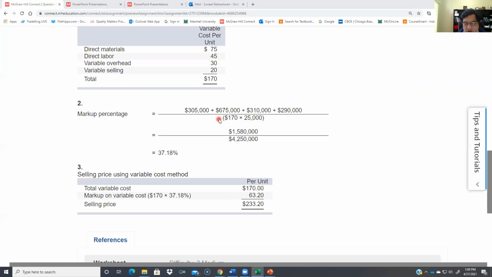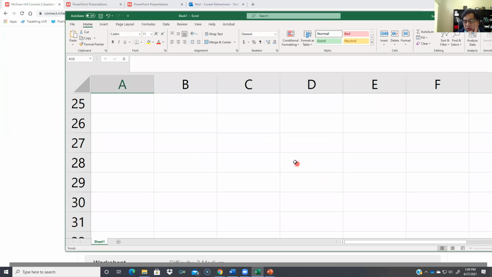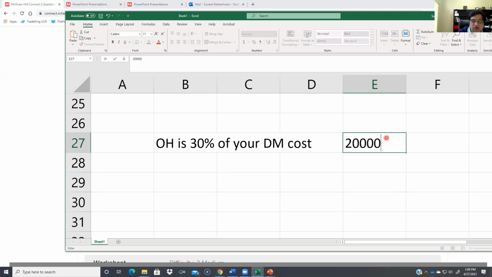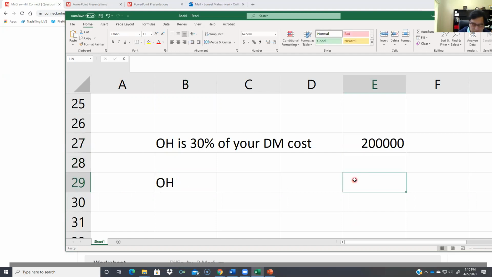The basis is the variable cost. If you remember, when you did the problems earlier, when you allocated the overhead as a percentage? You know how to allocate overhead, right? Yes. So if I tell you that overhead is 30% of your direct material cost, for example. So if your direct material is 200,000, so your overhead will be how much? Right?